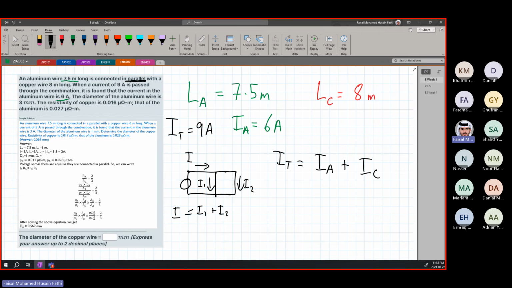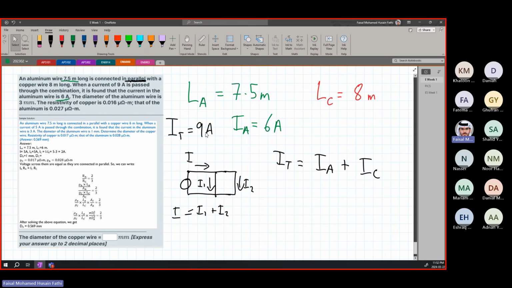Same idea here. So when the current starts from here, it is going to be distributed here and here, depending on resistance, depending on a lot of things, which we'll talk about later. So when you add them back up, they have to equal the total current. And this is what we're doing here.